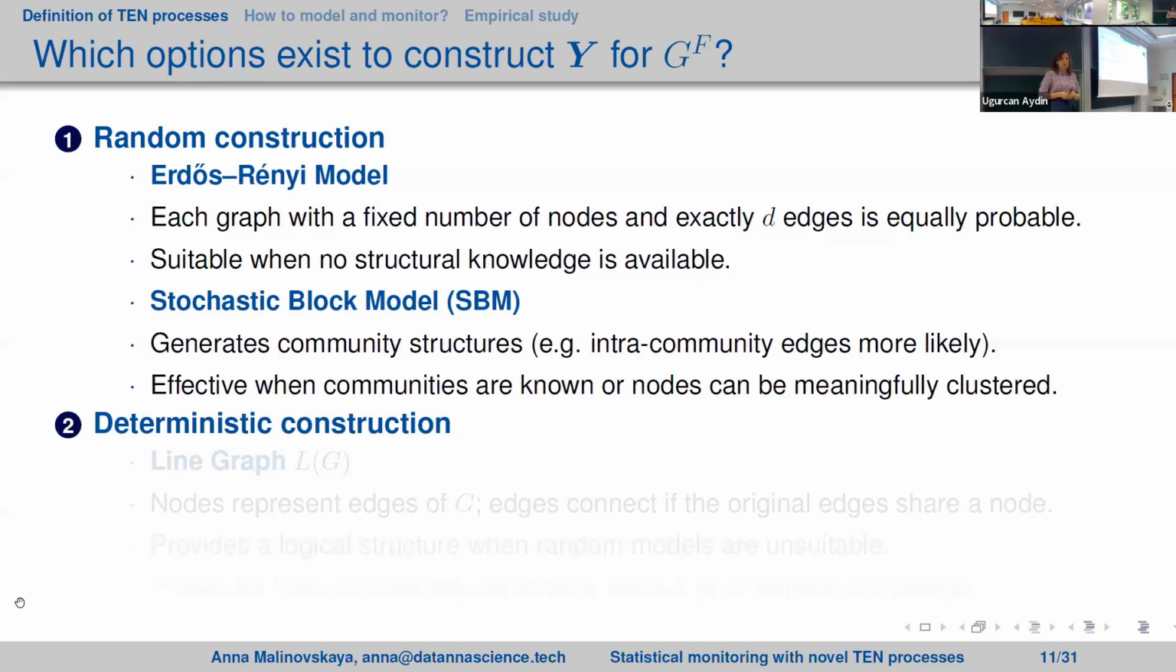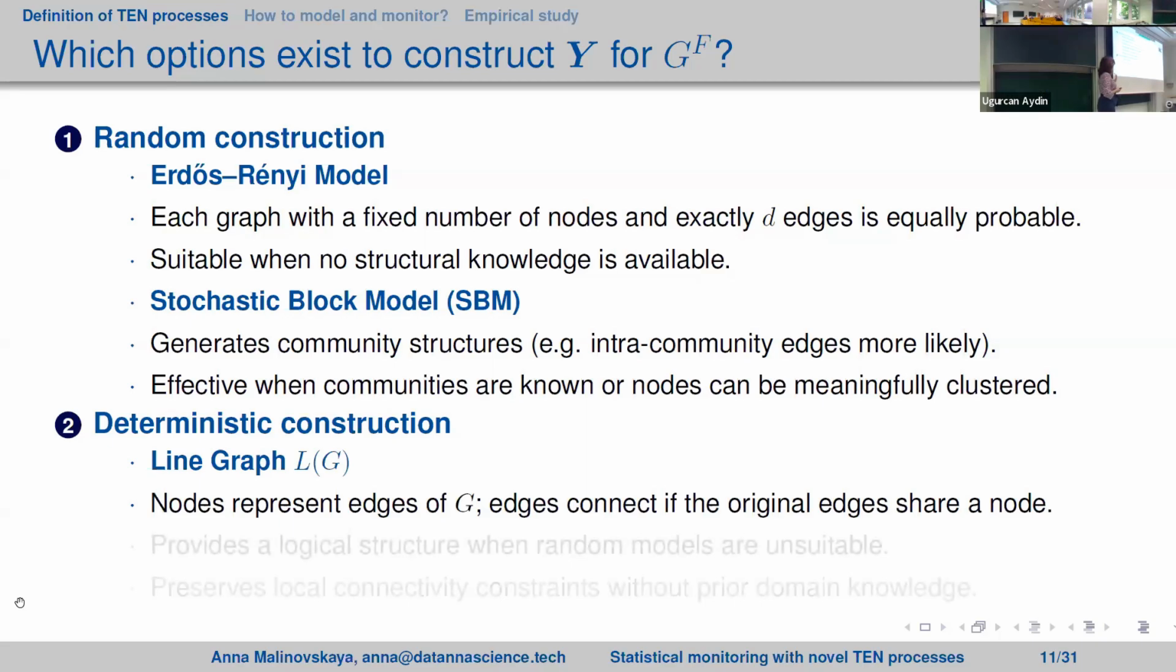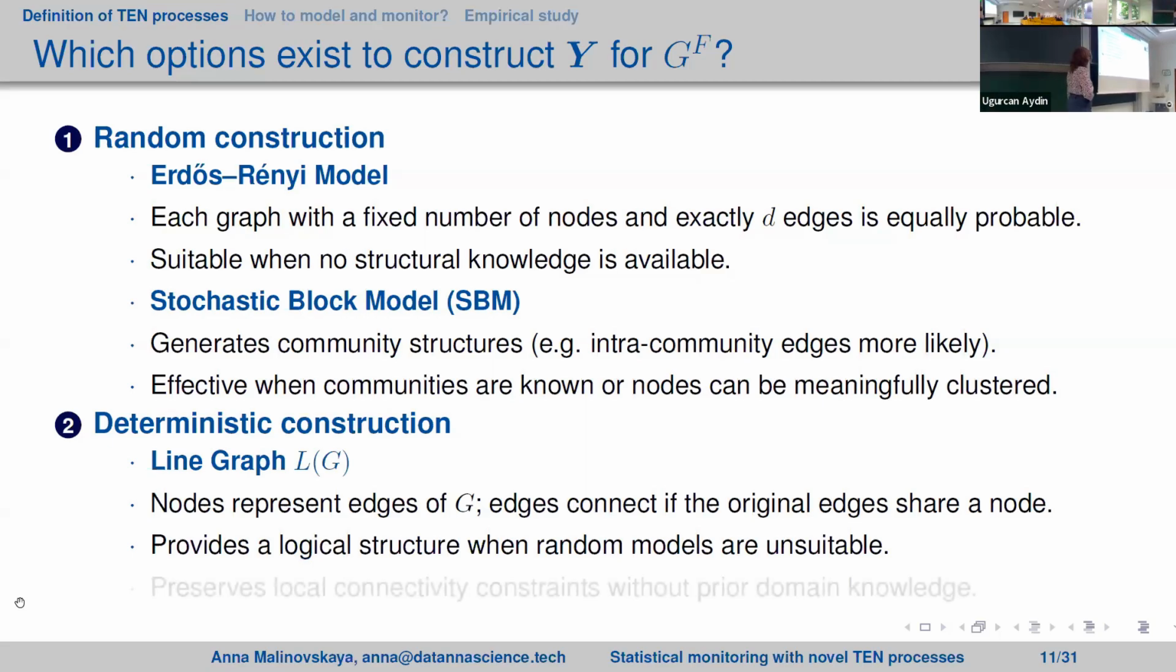Or you use a different procedure where you say, okay, I would like to have a deterministic construction. And one idea is to just look at what exists in graph theory, and you will quickly find this concept of a line graph. That's basically where you convert nodes to edges, and then you connect those edges which originally have a shared node. I will show in a second what it exactly means.